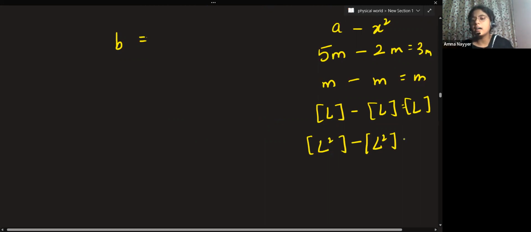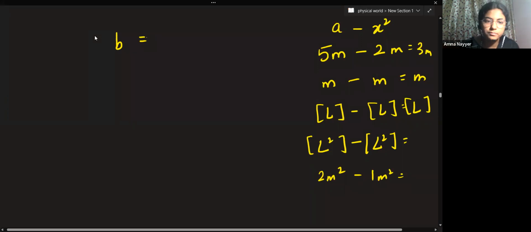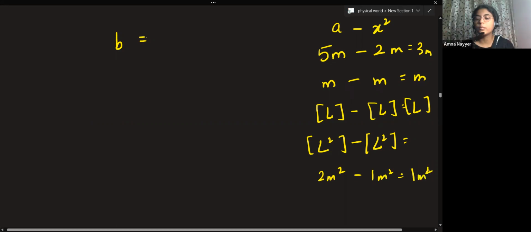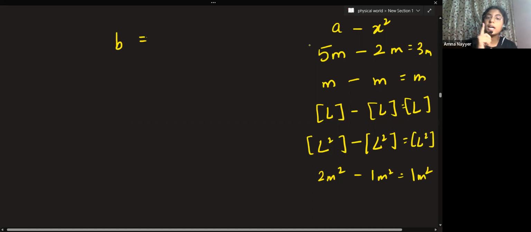It's like area. This is like I am subtracting 2 meter square. I have a square field, I have a plot of 2 meter square. I'm subtracting 2 meter square from 1 meter square. What will be the answer, Aram? 2 meter square minus 1 meter square. 1 meter square. I am getting 1 meter square. Means L square minus L square is still giving me L square. So whenever you have addition and subtraction, you consider whatever is the total SI unit.